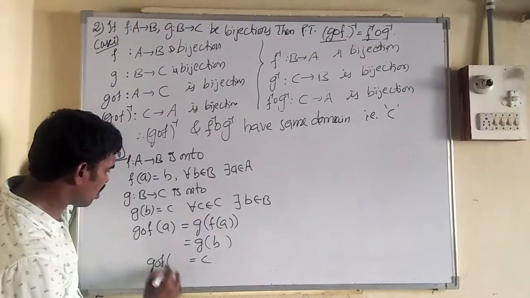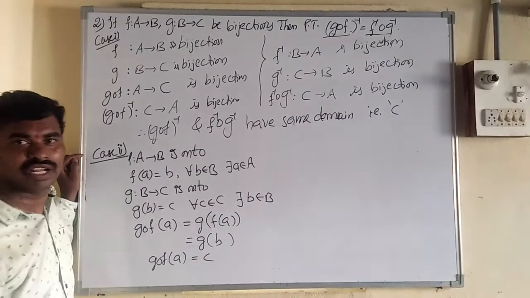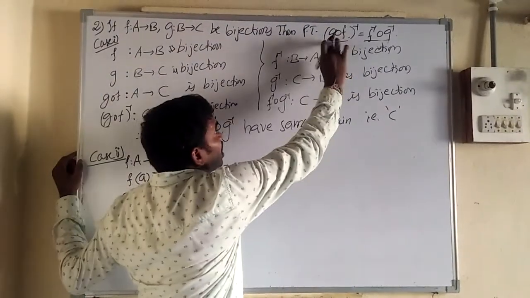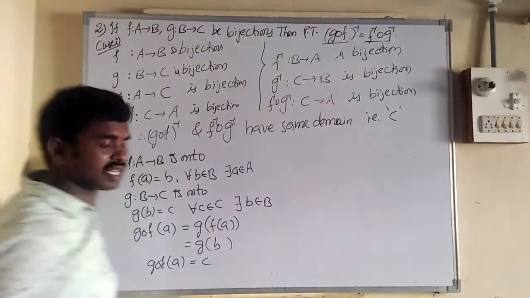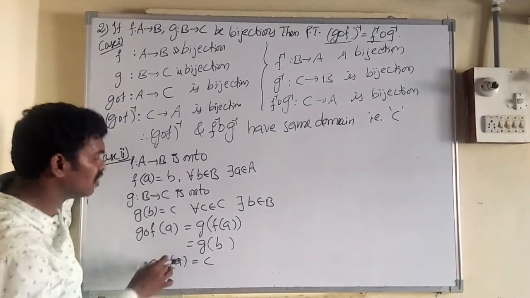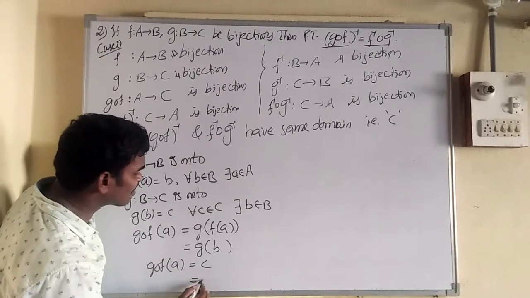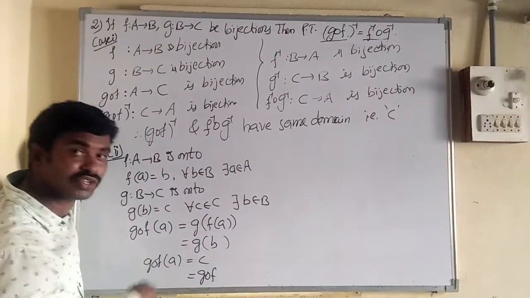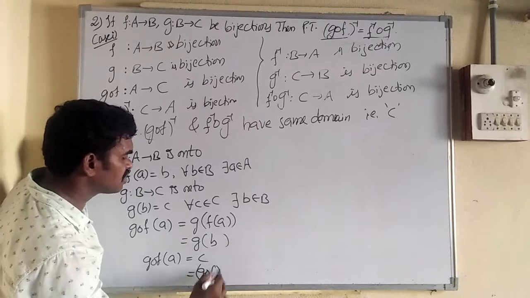So G circle F of A equal to C. But no need about G circle F. We want G circle F whole inverse. So to get G circle F whole inverse, I am sending this G circle F to the right side. In these functions, if you send left to right or right to left, it becomes inverse.